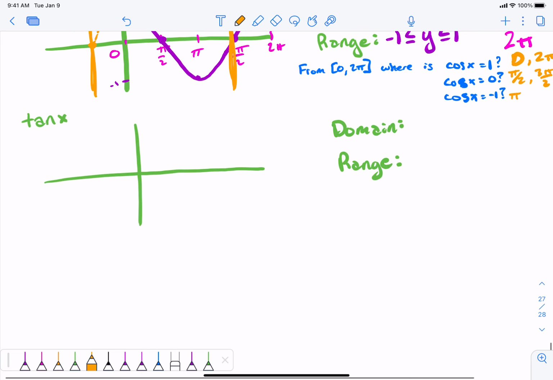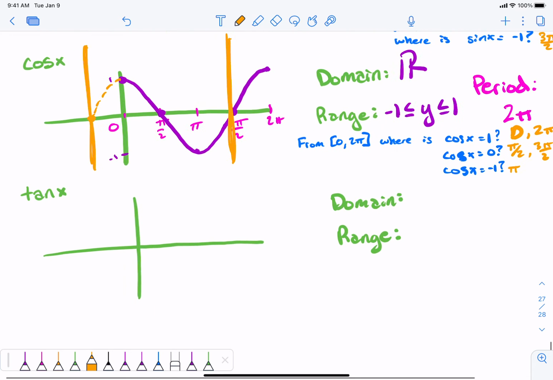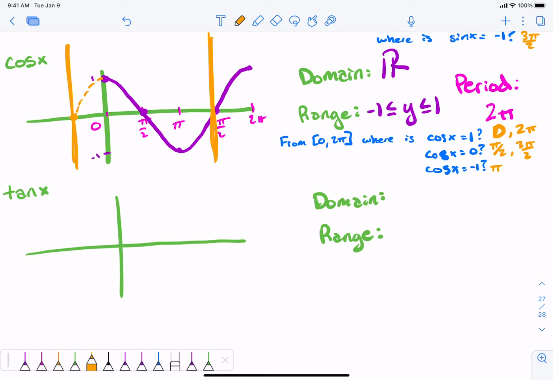Tangent, here we go. This is what tangent looks like. Here's what I want you to put for tangent. Tangent is kind of a beast to graph. Tangent has vertical asymptotes. Do you remember what those look like? Vertical asymptotes are the dotted lines that never get touched, right? Dotted lines going straight up and down.